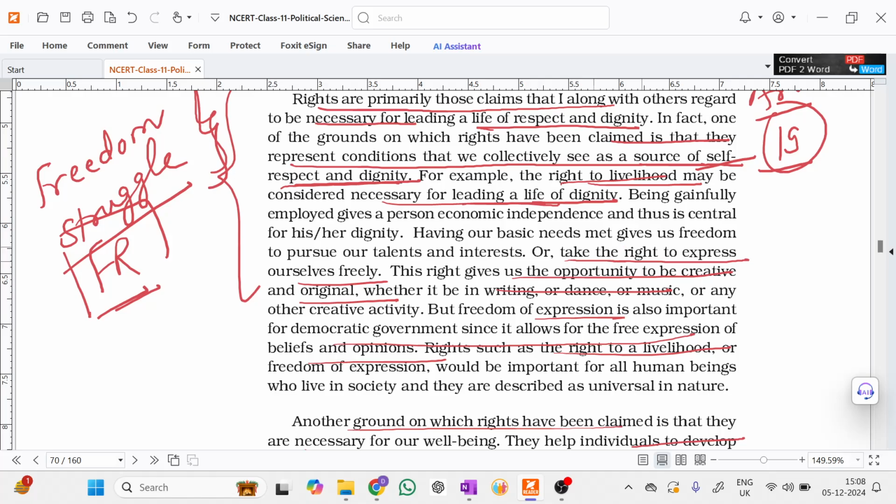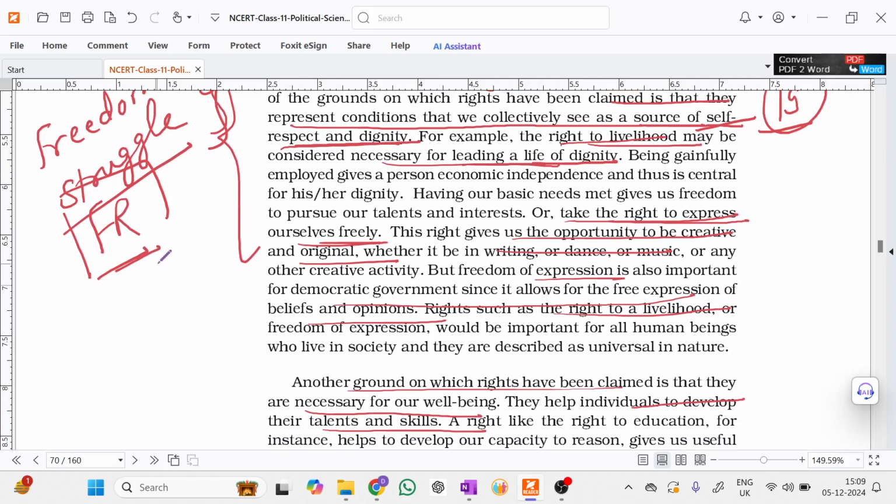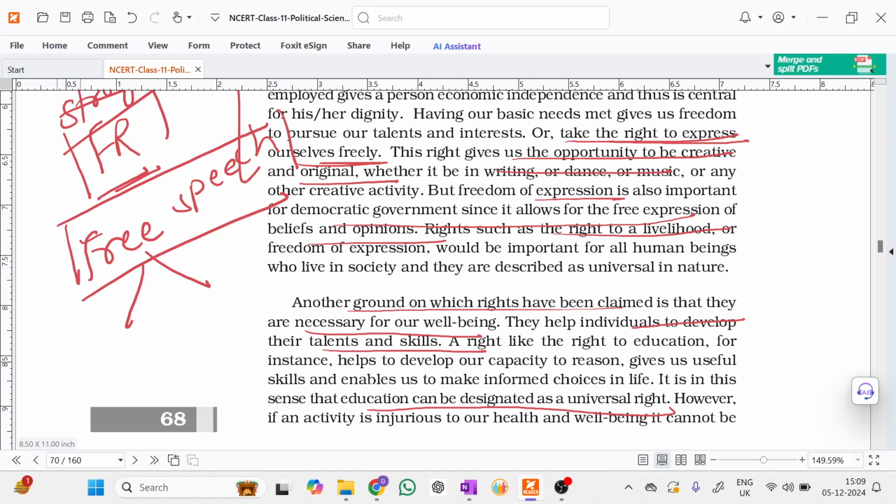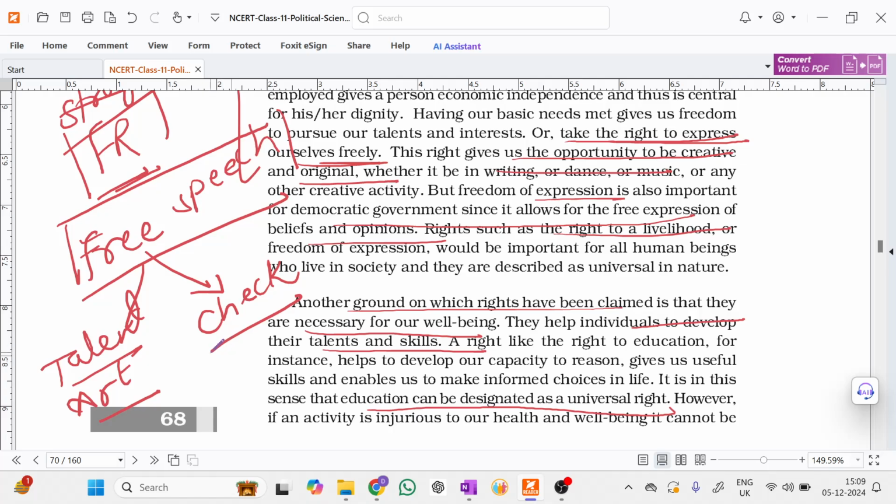And then the right to express freely. Expression of our original thinking, and expression through free speech, is necessary first to bring out your talent, your hidden art, and second, to keep those in power checked.